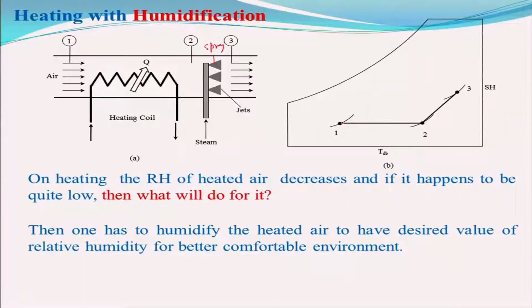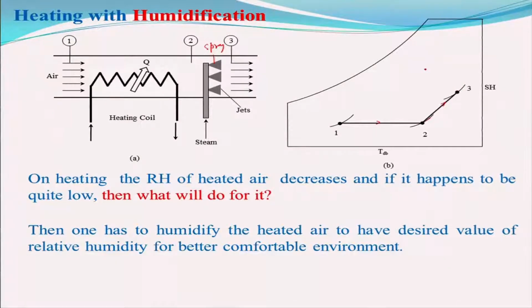What will happen? From 1 to 2 you are heating. That means specific humidity is remaining constant. And from 2 to 3, what will happen? You will be adding some moisture. So the moisture content is increasing, right? And then the specific humidity increases. Also, what will happen to relative humidity? Relative humidity also will increase because this is a lower curve and this is higher.